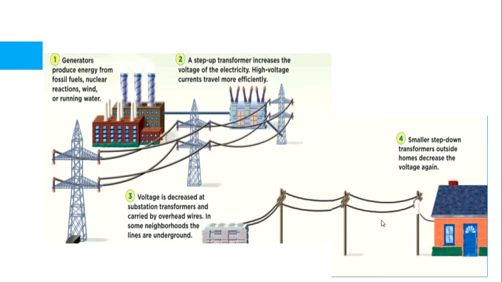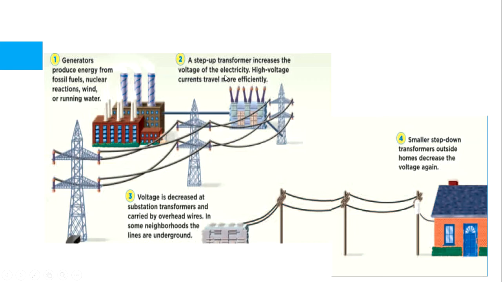This is now safer, and you can use different devices on it. For example, different kinds of devices in your home. Some of them use 120 volts, some of them use 240, 220 volts. Okay, so it starts with greater voltage to be transmitted over longer distances.